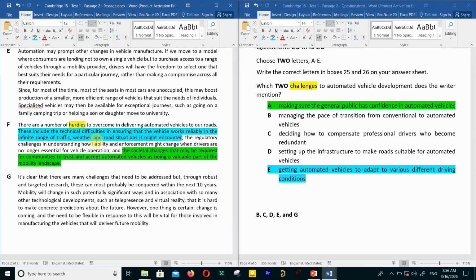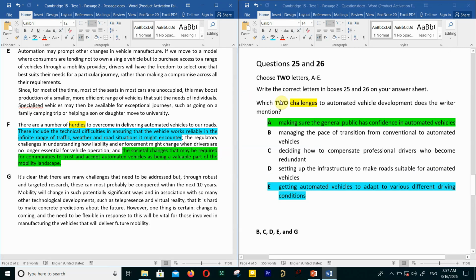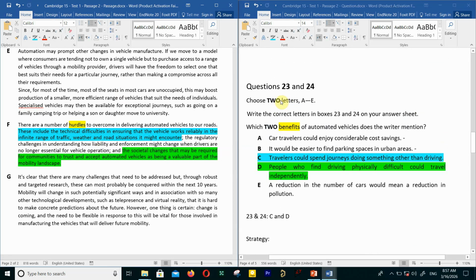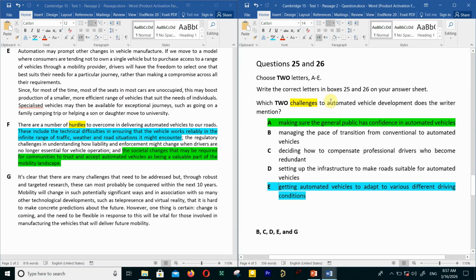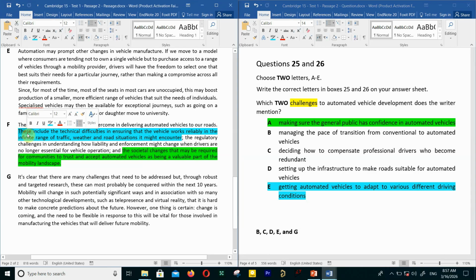But you had to find the part of the passage that relates to these questions, because other than that it is so much more difficult to answer them. So just find the paragraph that matches this information. For 23 and 24 it was paragraph B, and for 25 and 26 it was paragraph F.